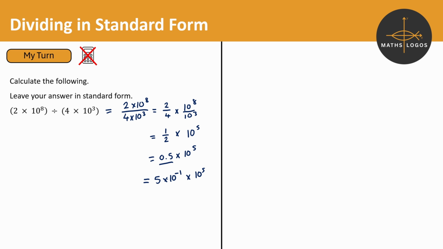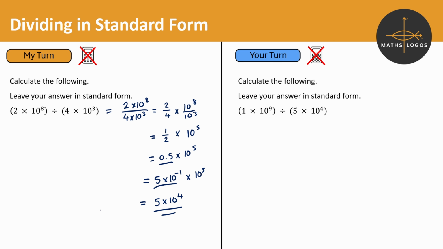So all I've done there is turn my 0.5 into this. Then I'm going to collect together my powers of 10, 10 to the negative 1 multiplied by 10 to the power of 5, add your indices together, and that gives you 10 to the power of 4. And that's my final answer. Pause the video, give this one a go, and then we'll look at the solution.